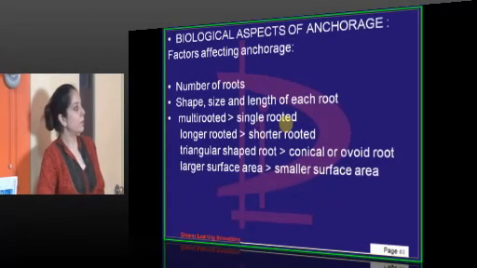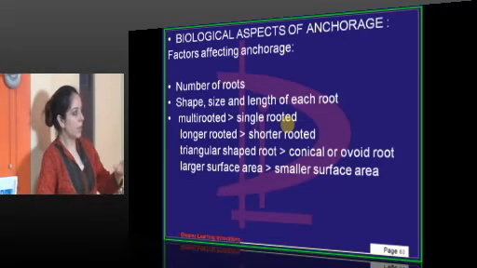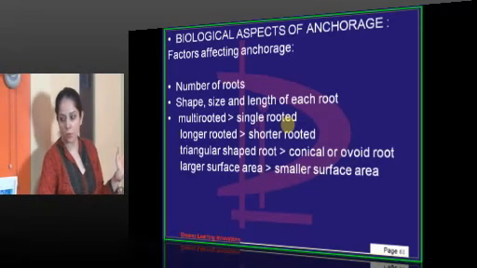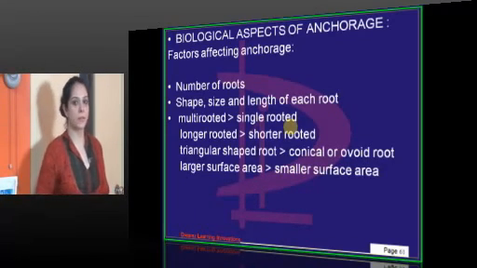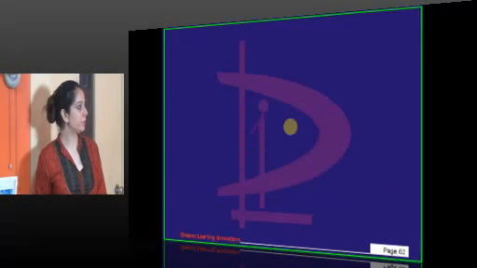Now the biological aspects of anchorage: there are many factors which affect anchorage. Some of them were discussed earlier, the number of roots. The more roots, the better the anchorage. Then the size, shape and length of the roots: multi-rooted teeth are better, longer-rooted teeth are better, triangular roots are better as compared to conical or ovoid, and a root with a larger surface area is obviously preferred.